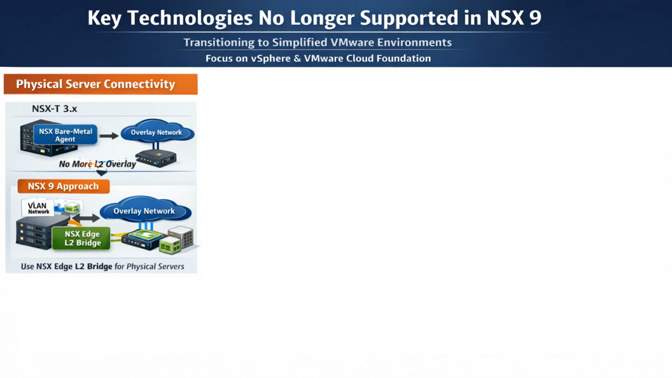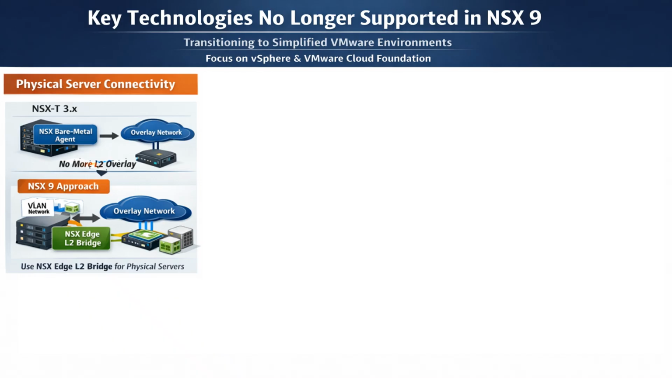So first is physical server connectivity using the NSX agent. In earlier versions of NSX-T, we could install an NSX agent directly on a physical server. This allows the physical server to join the NSX overlay network and behave like a virtual machine. Like normally we add an NSX segment to a virtual machine, right? Similar to that, segments can be added to the physical server as well using this agent. But starting with NSX 9, this is no longer supported.